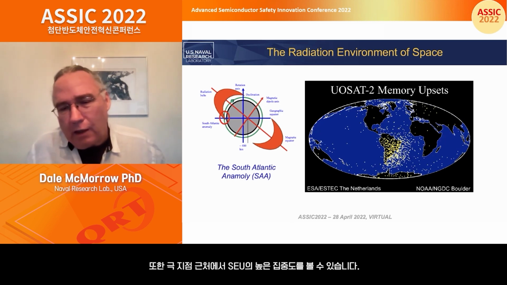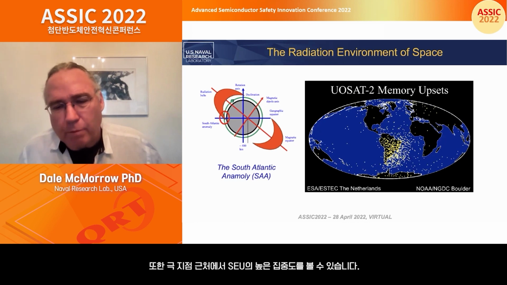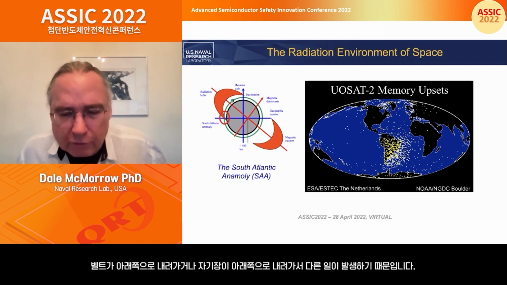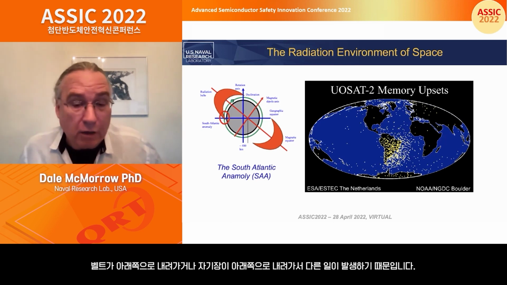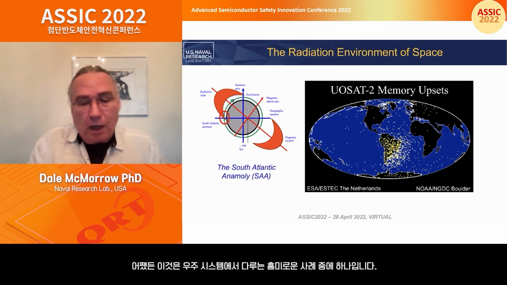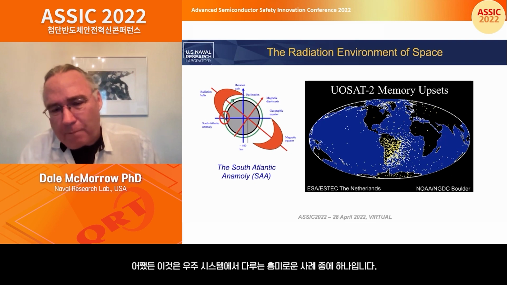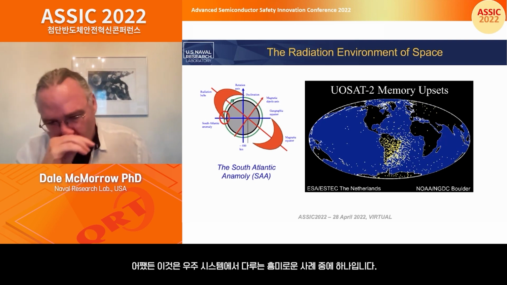You also see higher concentrations near the poles, and that's because the belts dip down there, or the magnetic fields dip down, and other things go on there. But anyway, this is just an interesting example of the type of thing that we deal with in space systems.